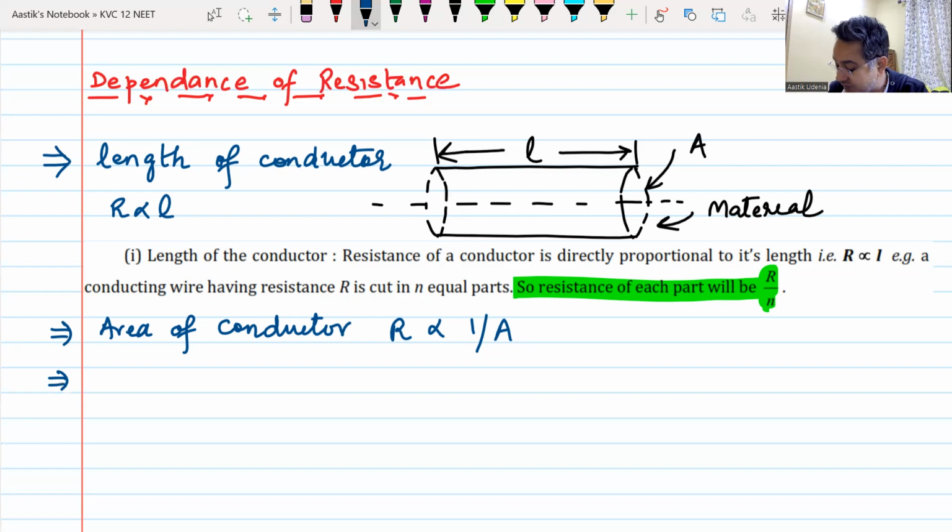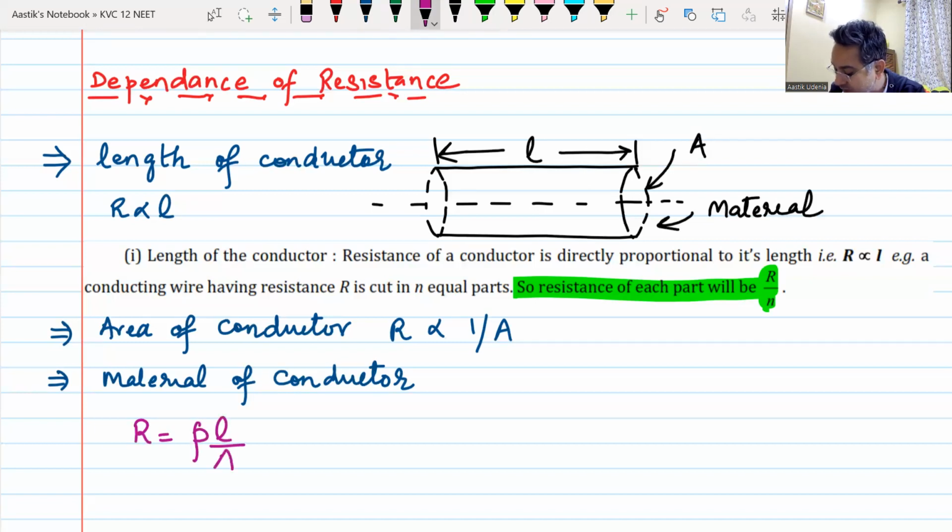Point number 3: it depends on the material of the conductor. Resistance of the conductor depends on the material of the conductor. If it is copper, it will be different. If it is aluminum, it will be different. If it is gold, it would be different. If I put all these things together, I can write R is equal to rho L by A.